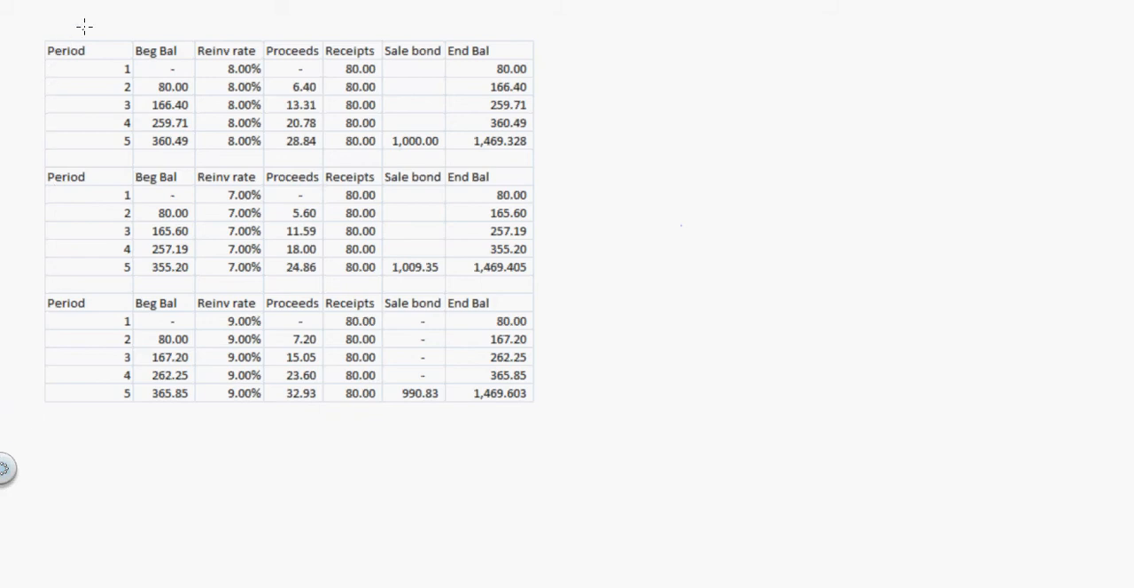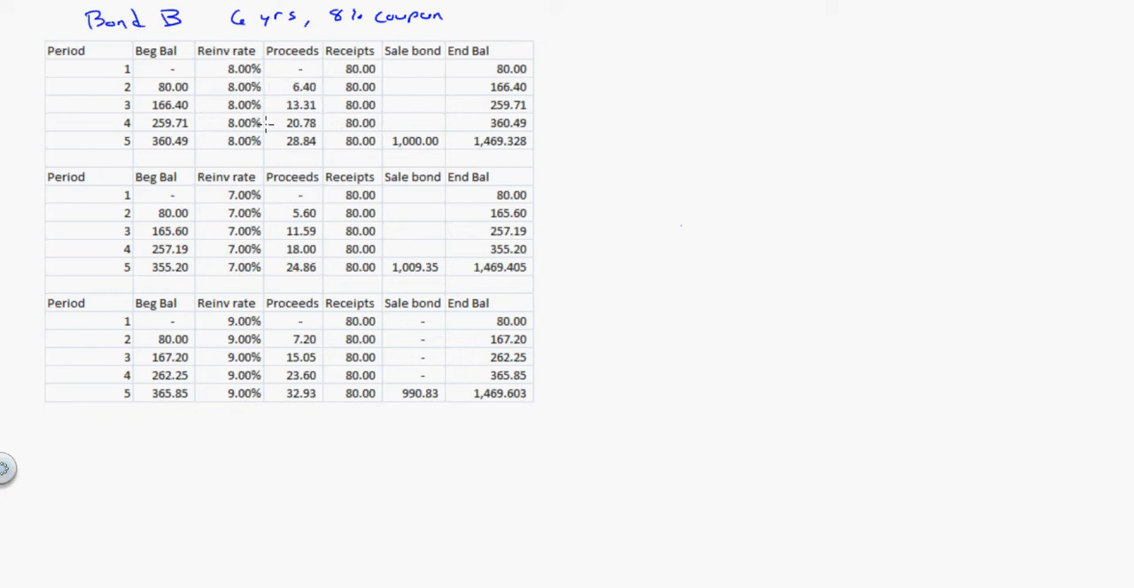Now what we're looking at is bond B. Bond B has 6 years to maturity, an 8% coupon, and we're assuming the yield to maturity is currently 8%. So we have 3 scenarios: the 8% scenario, the 7% scenario, and the 9% scenario. Let's look and see what happens in each one of them.